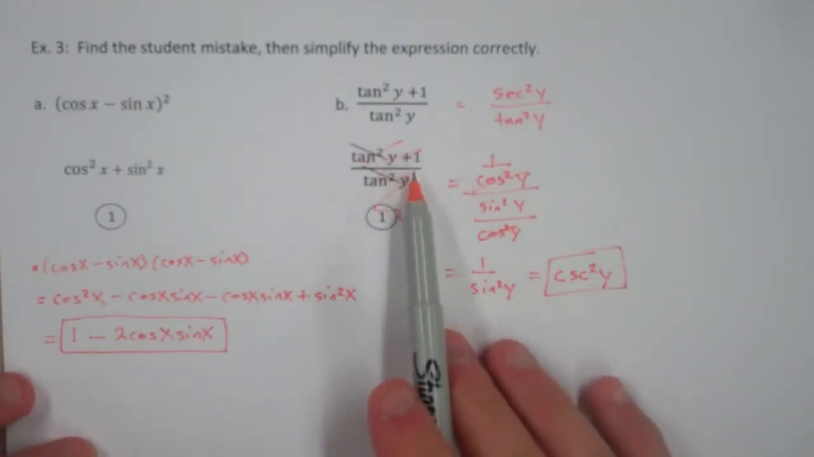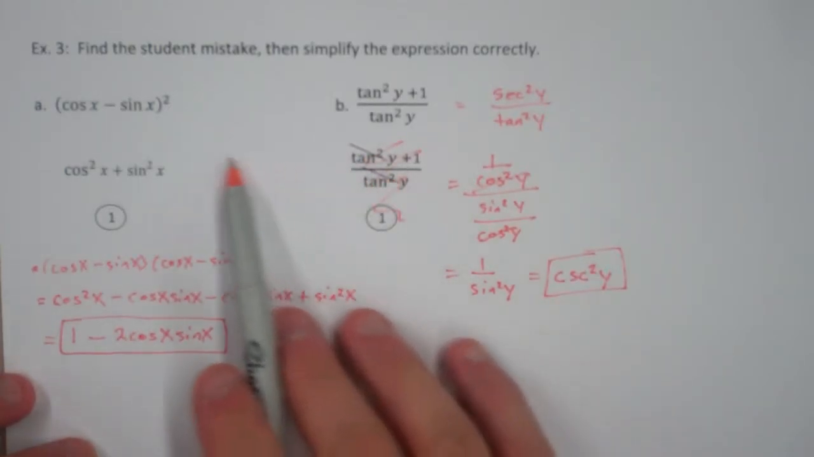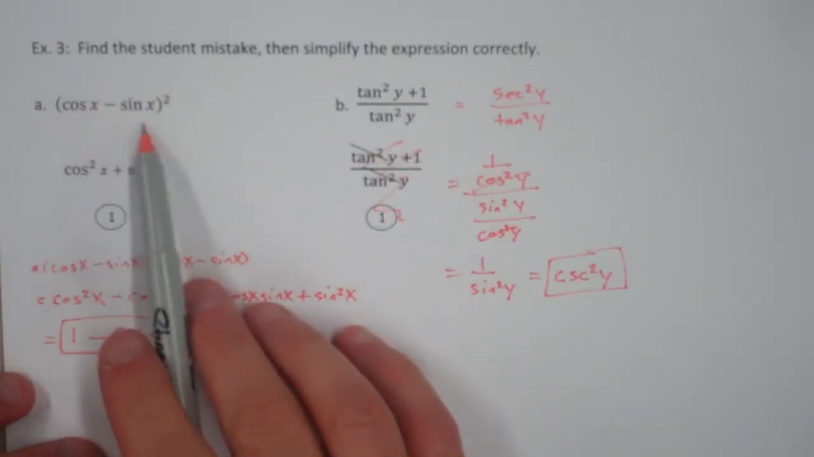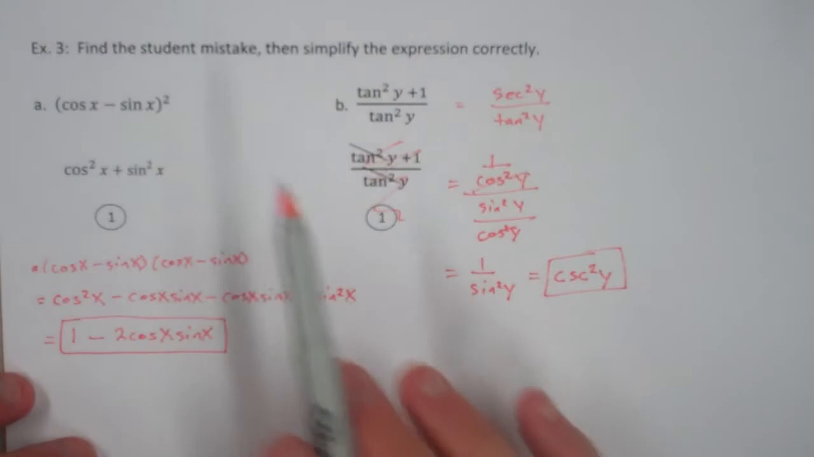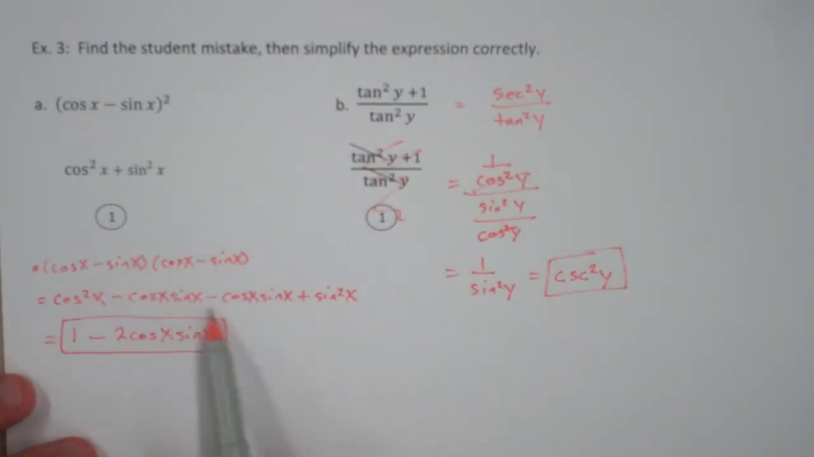Be very careful with these types of mistakes. Don't cancel if you have a plus or a minus sign hanging out. And then here, this is a classic algebra mistake. Don't try to distribute. This is not linear. So don't do the distributive property. It just doesn't work. When in doubt, write it out.